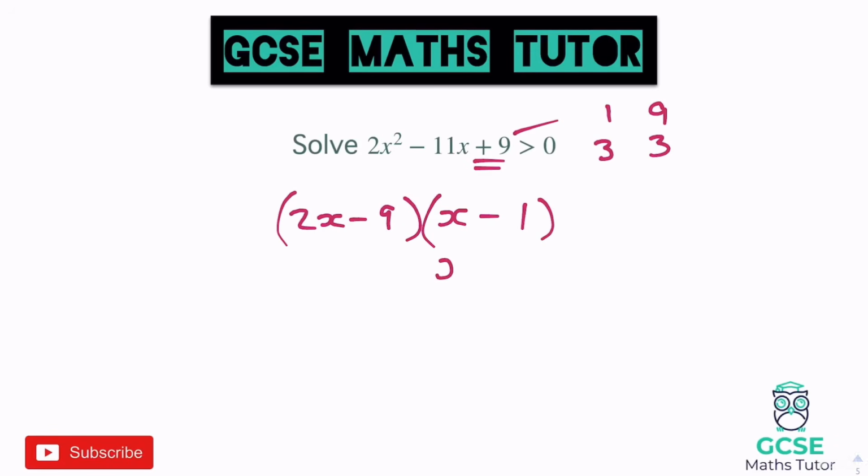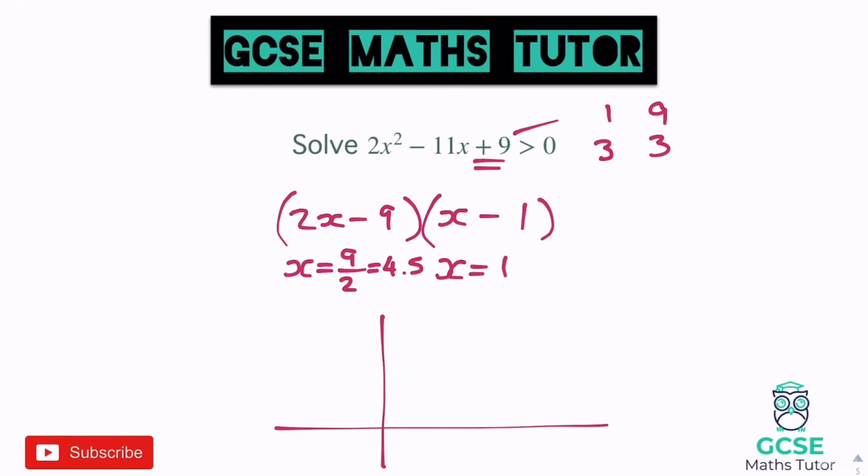So my two solutions are, on the right we've got x equals 1, and on the left we've got x equals 9/2 or 4.5. You can write that as a decimal as well. And then again, just like before, we'll draw a little sketch of this curve, both positive. So maybe it looks something like this, obviously not to scale. So we've got 1 and we've got 4.5. And then what part of the curve are we looking at?